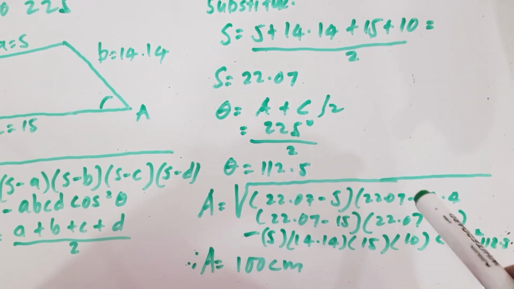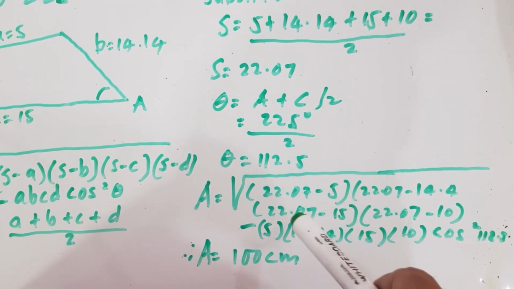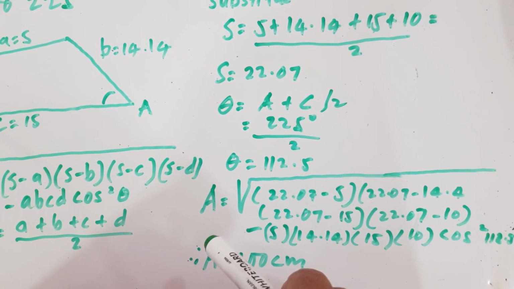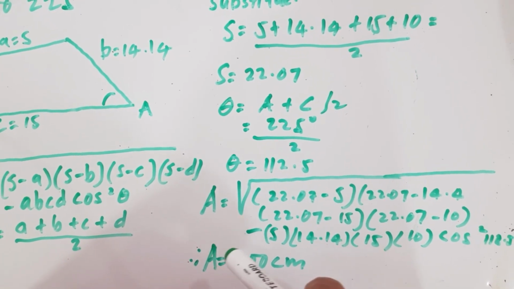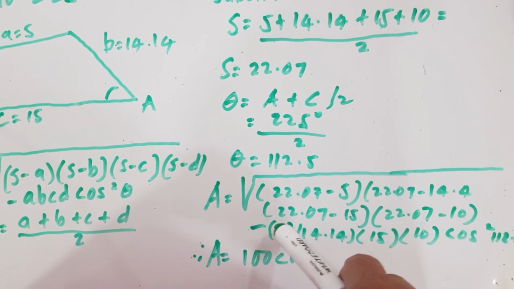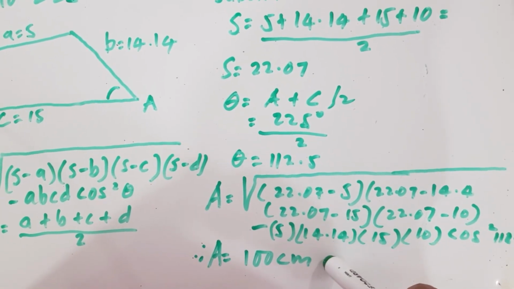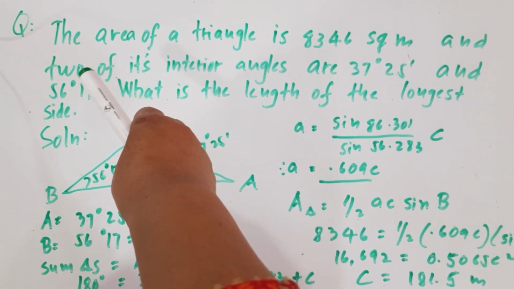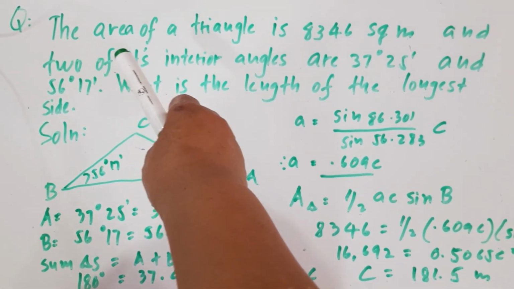Now, simplifying all this, the area of the quadrilateral is equal to 100 centimeter squared.